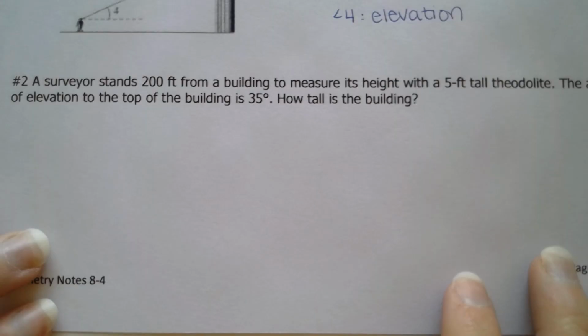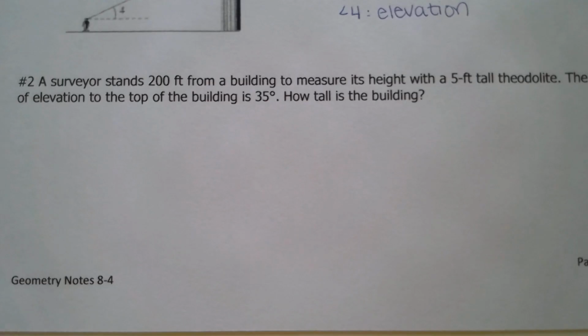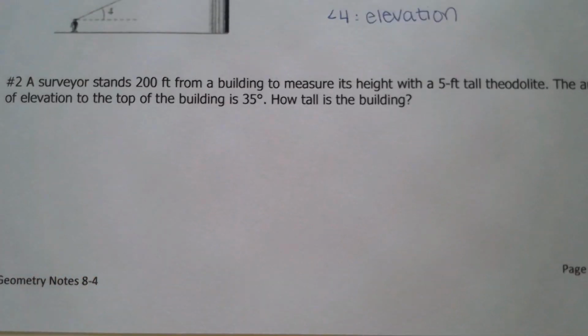A surveyor stands 200 feet from a building to measure a height with a 5-foot-tall theodolite. The angle of elevation to the top of the building is 35 degrees. How tall is the building? Now, a theodolite, I want to be clear about what that is. A theodolite is a surveying tool that can be used to figure out angles to a certain object.